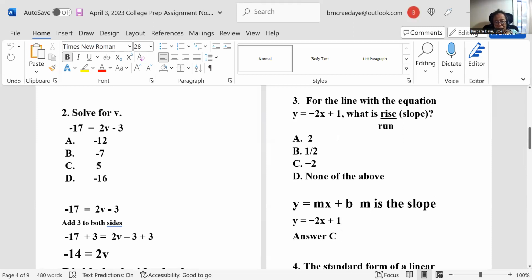Answer C, because the minus 2 is the coefficient of the x. That's our m. That's our rise over run. The number in front of the x, the coefficient. That's a minus 2, not a 2, because m is minus 2, and 1 is our b that we call the y-intercept. Any questions on number 3?